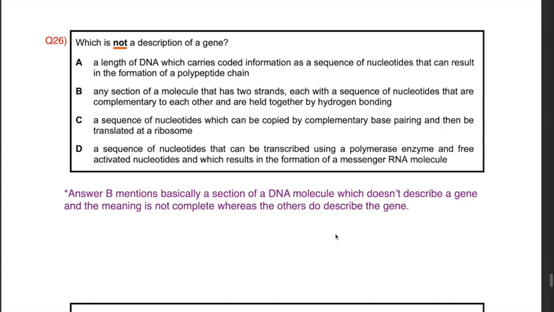A, C and D do somewhat describe a gene. A being a length of DNA which carries coded information that can result in the formation of a polypeptide chain. That is correct. C. A sequence of nucleotides which can be copied by complementary base pairing and then be translated at a ribosome. Yes, that is also somewhat correct. D. A sequence of nucleotides that can be transcribed using a polymerase enzyme, which is known as RNA polymerase, and free activated nucleotides, which results in the formation of mRNA molecule. That is also correct. So the answer which is not a description of a gene is answer B.